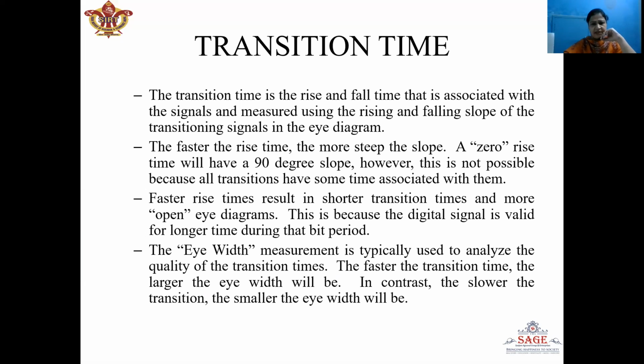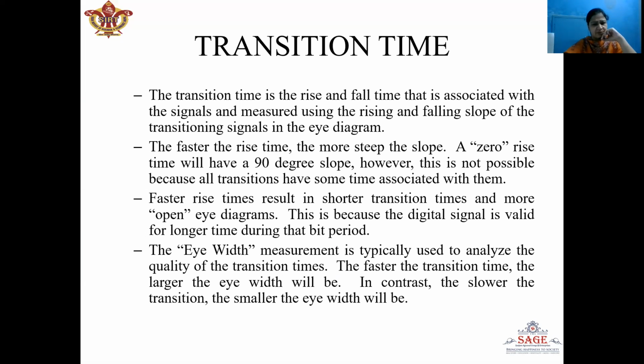Second parameter here is transition time. Transition time is the rise and fall time that is associated with the signal, and it is measured using the rise and falling slope of the transitional signal in the eye diagram. A zero rise time will have a 90-degree slope. Faster rise times result in shorter transition times and a more open eye diagram. Therefore, the digital signal will be valid for a longer time during that bit period.